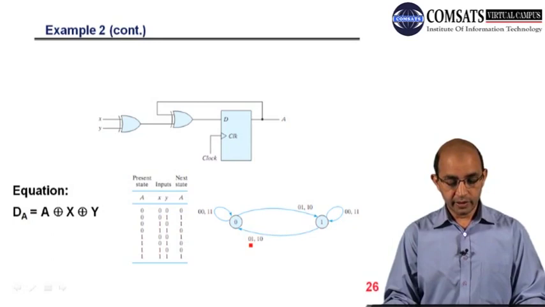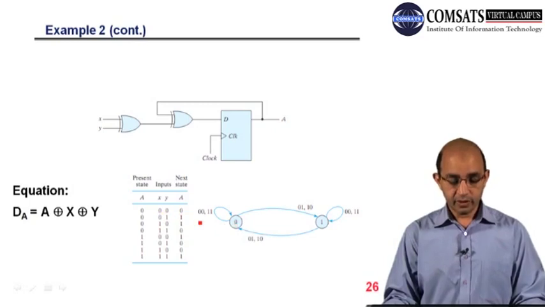And these are the different input combinations. So if we have state 0, we have different combinations of input: 0 0, 0 1, 1 0, 1 1. So this is when the present state is 0. And then we have present state 1, then again we have four combinations, 0 0, 0 1, 1 0, 1 1.